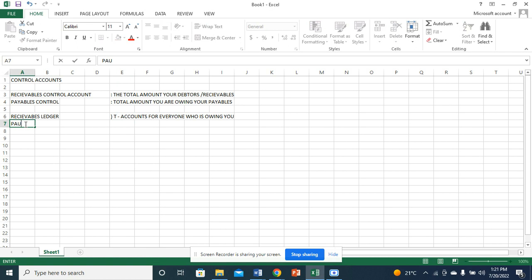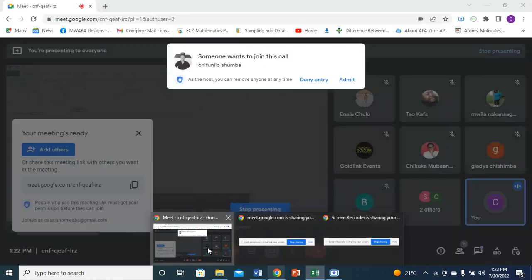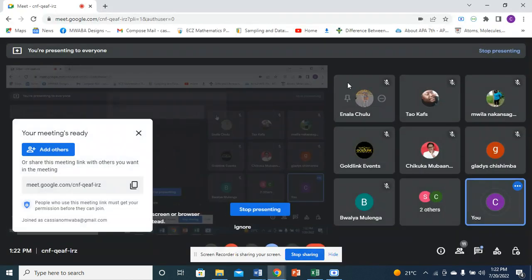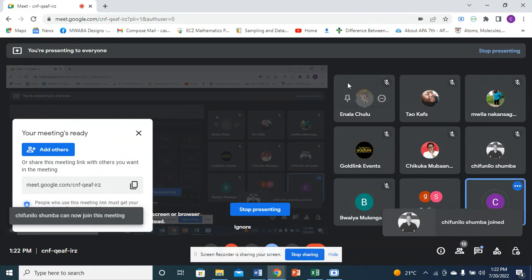And then in your payables ledger, you find the accounts of every supplier you are owing, so that you know each individual person, how much they are owing. All right. Then the control account just tabulates, puts all of them together.